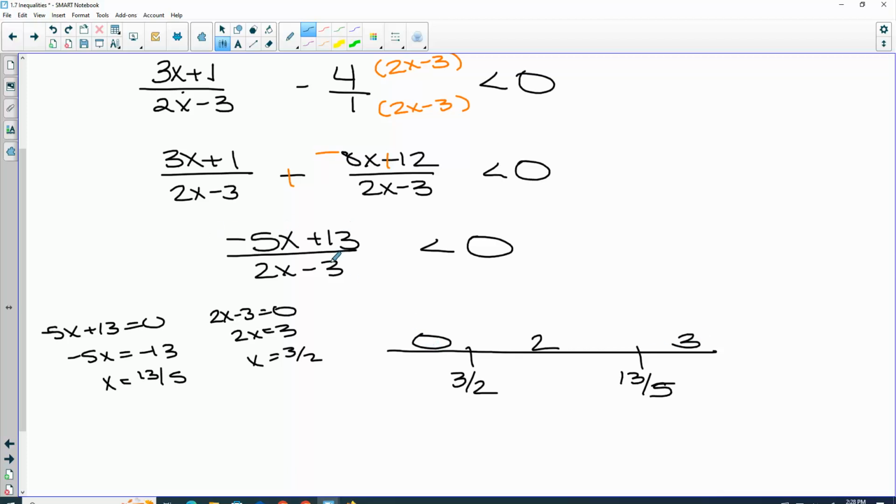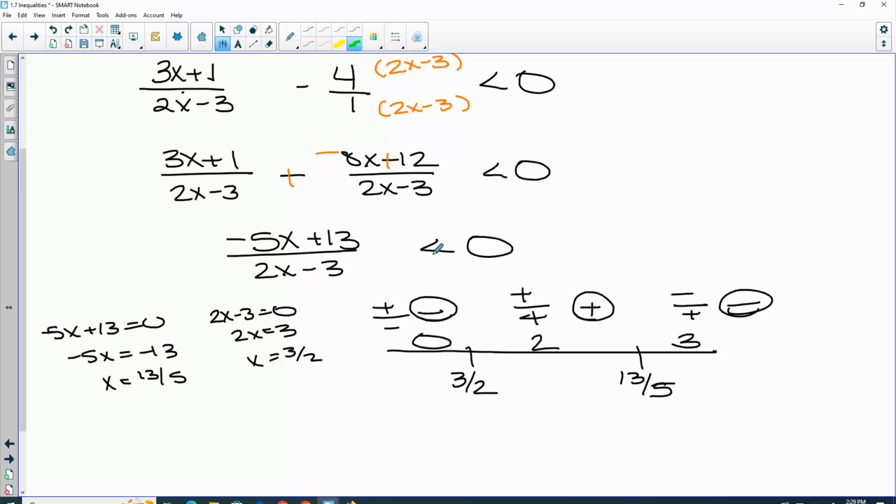I put in 0. I get a positive on top, negative on the bottom, that's negative. If I put in a 2, -10 plus 13 is positive, 4 minus 3 is positive, 2 positives make a positive. Put in a 3, -15 plus 13 is negative, 6 minus 3 is positive, and so that's negative.